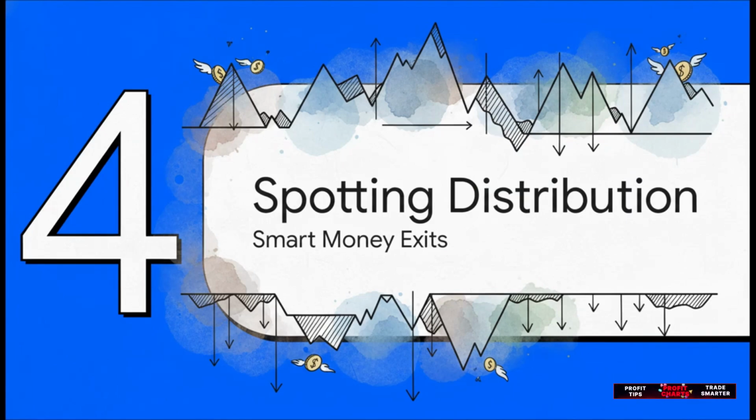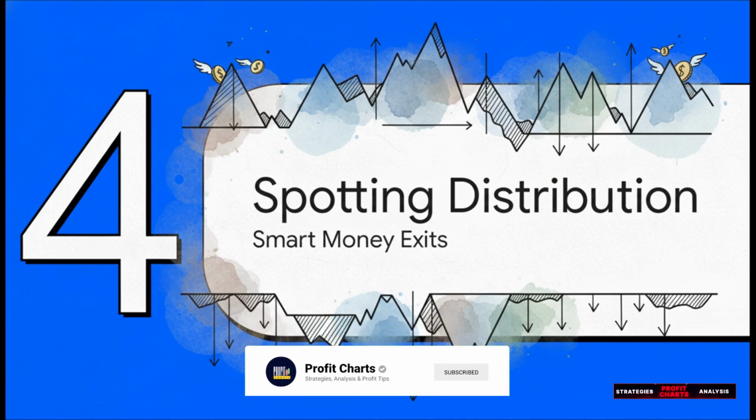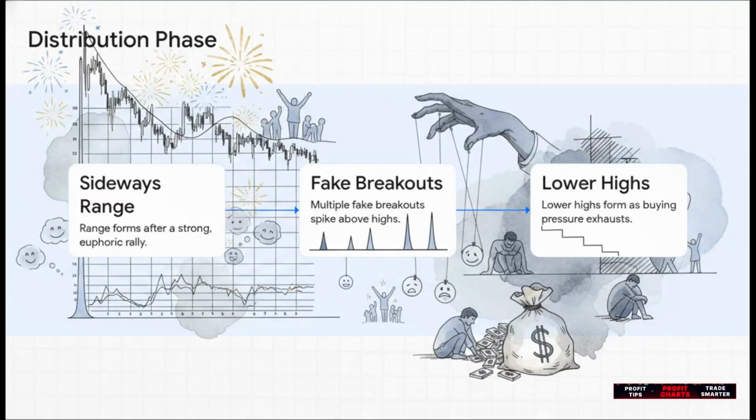Section 4. Spotting distribution phases. What goes up must eventually come down. So what happens when that explosive trend finally runs out of gas? Distribution is literally the exact mirror image of accumulation. It's how smart money safely exits their huge positions without completely tanking the market all at once.